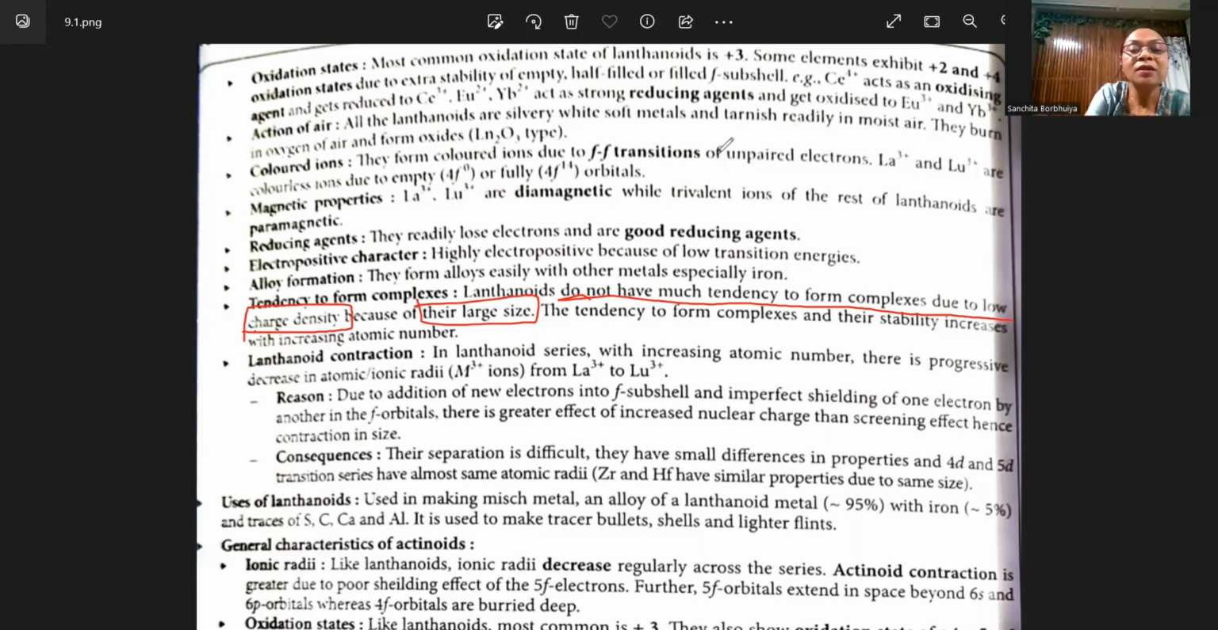All right. But if they form complexes, the tendency to form complexes and the stability increases with increasing atomic number. If you know the atomic number increases from left to right across the 4f series, the sizes will decrease because of the increased nuclear charge and the contraction. So the stability of the complexes increases. Going on to the next point, let's go to lanthanoid contraction.